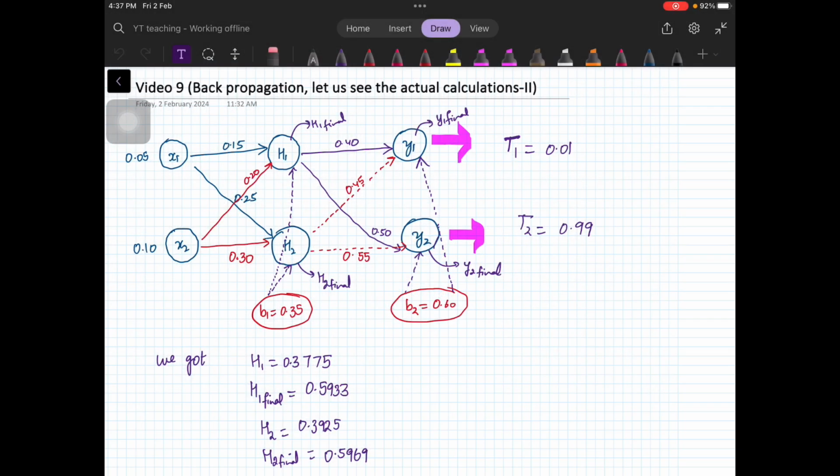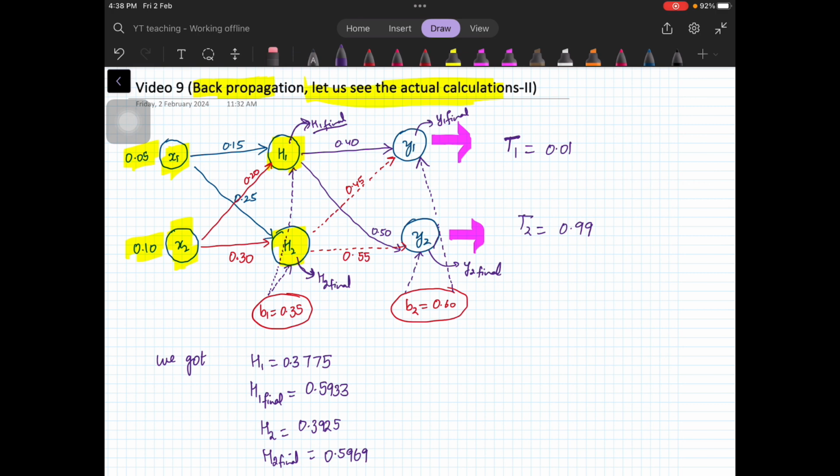Hello everybody. In the last video we were studying back propagation and doing some actual calculations, some maths, arithmetic. This was the situation. This was our input layer, so we had x1 as 0.05 and x2 as 0.10. Then we had one hidden layer, where h1 is the output of the sum, and when you put it in the activation function, it will be h1 final, and here also h2 final.